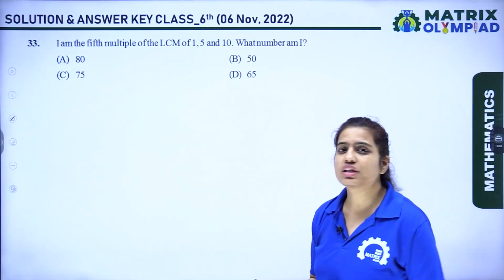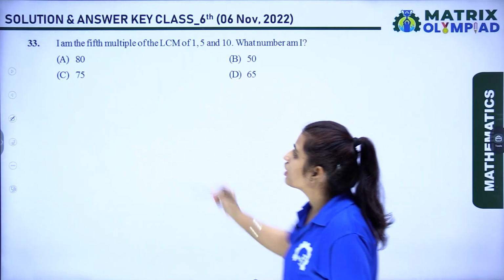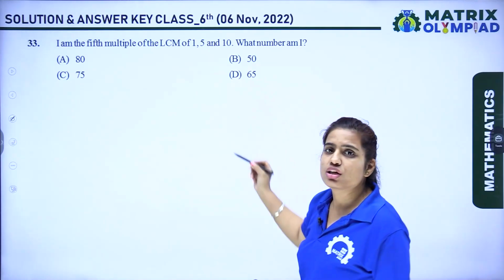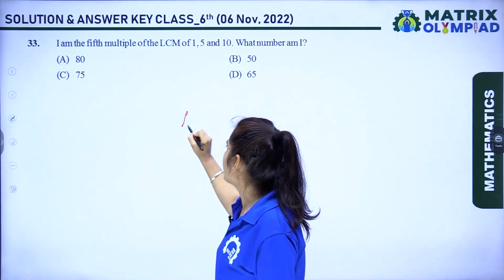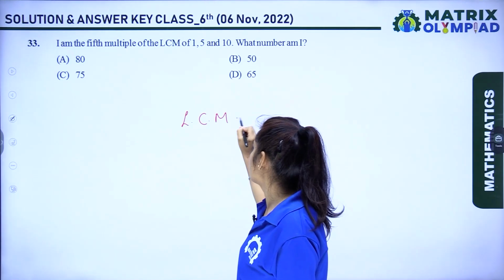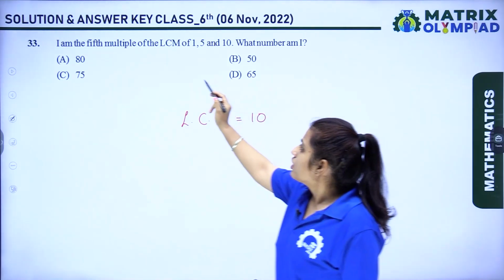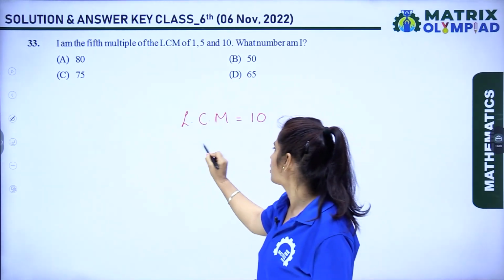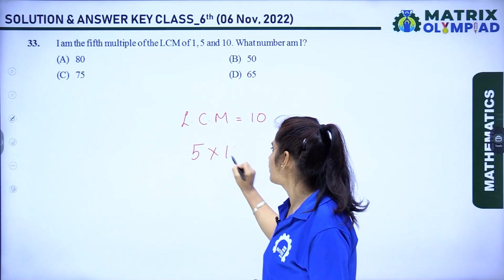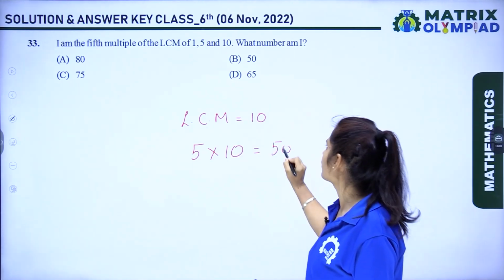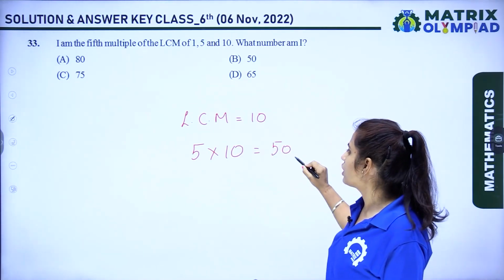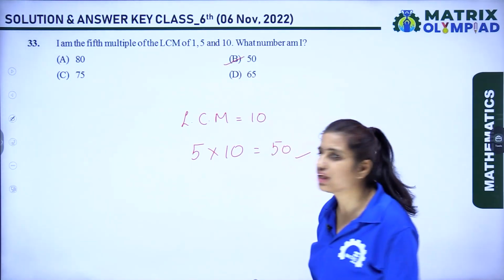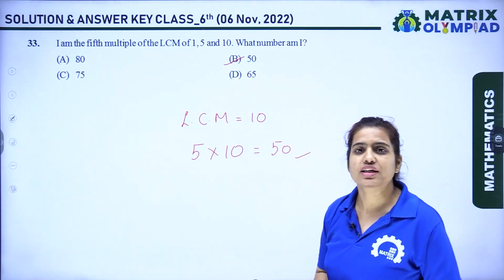Now let's begin with the next question, question number 23. I am the fifth multiple of the LCM of 1, 5 and 10. So LCM of 1, 5 and 10 is 10. Now the fifth multiple of 10 is 50. What number am I? So the number is 50. So out of 4 options we have option B, 50. That is the correct answer.